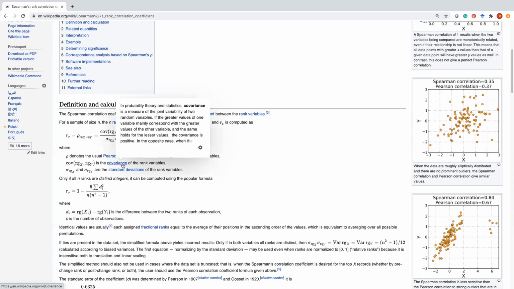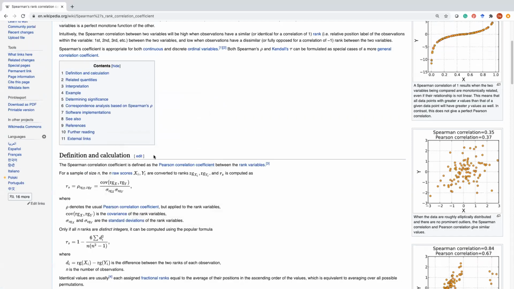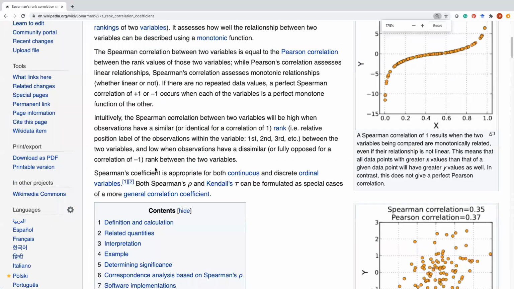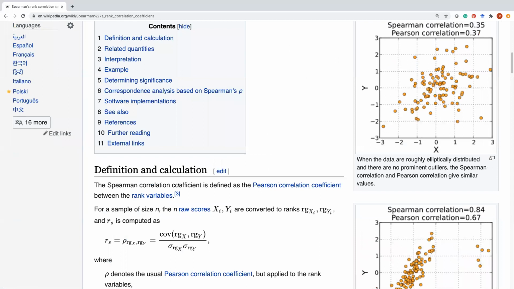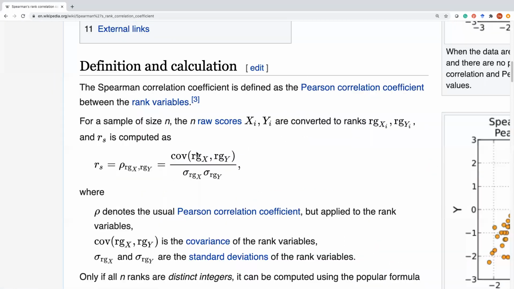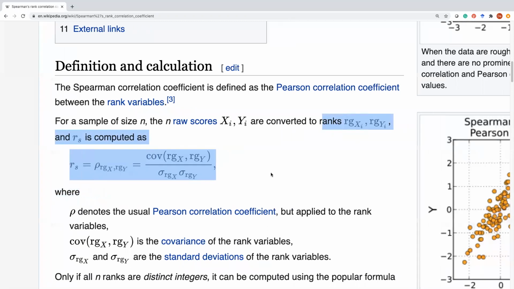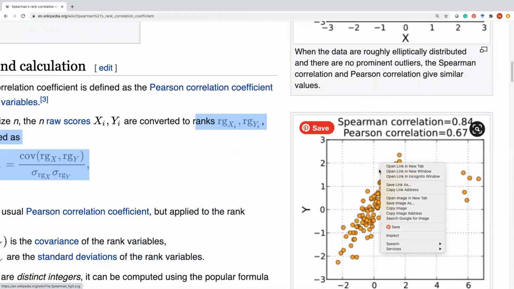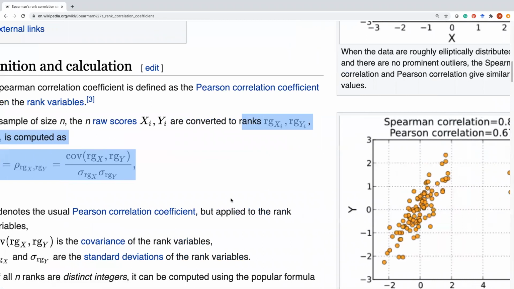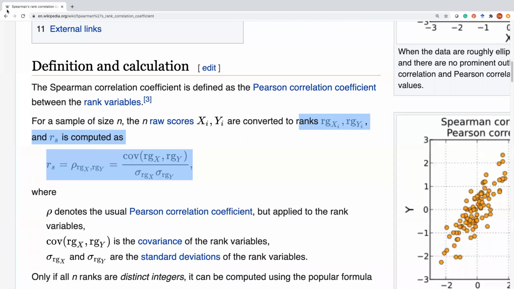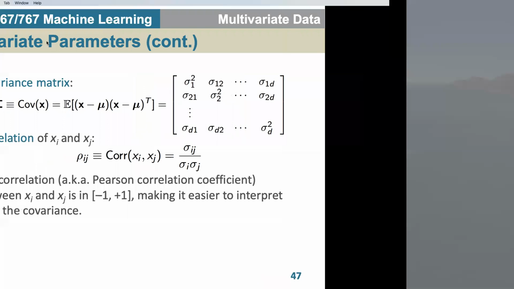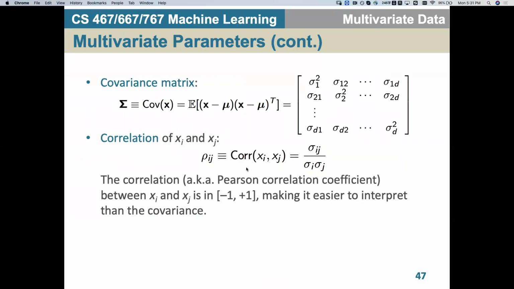Okay, so these are the ranks. After we get the ranks, we compute this. So this will cancel out the nonlinearity here. If the variables are not linearly correlated, you can use Spearman's correlation. But here we will not touch that. Throughout this course, we just look at this Pearson correlation.